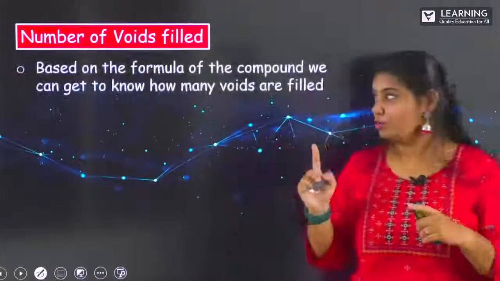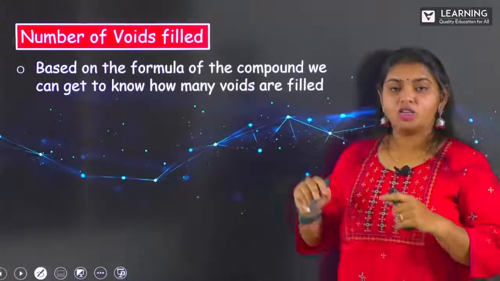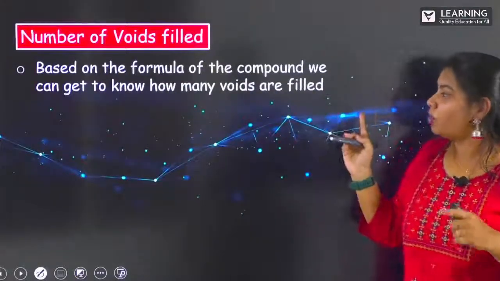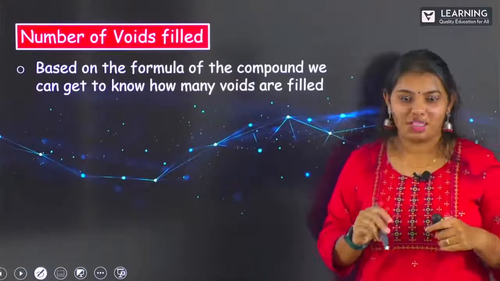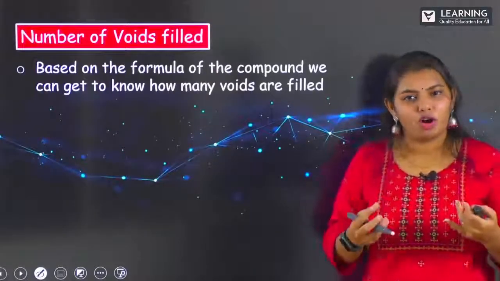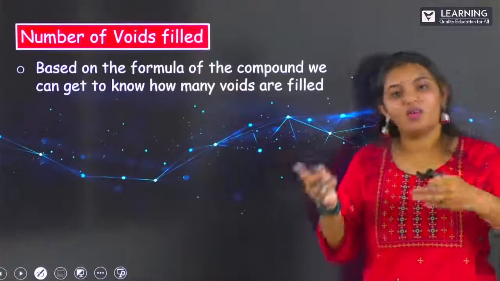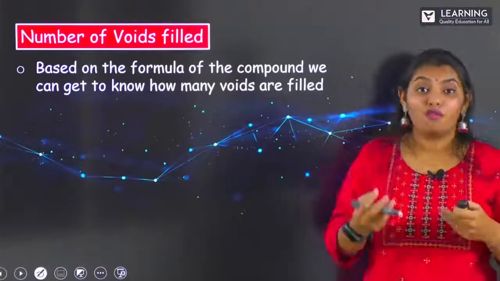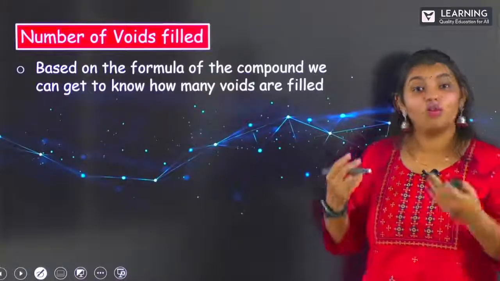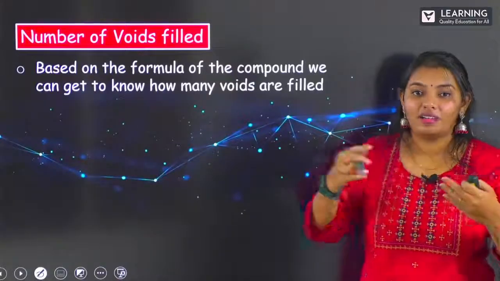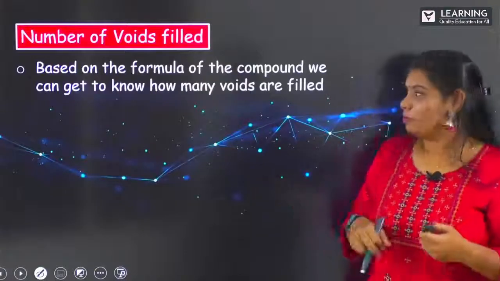Now, as I told you, there are a few things that you have to remember. Based on the chemical formula of a compound, we can understand the number of voids that are present. It works vice versa too: from the number of voids that are present, we can arrive at the chemical formula of the compound.